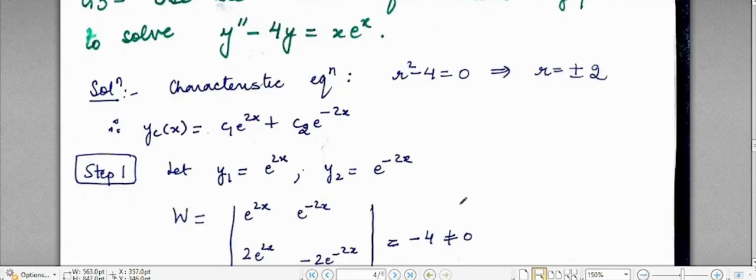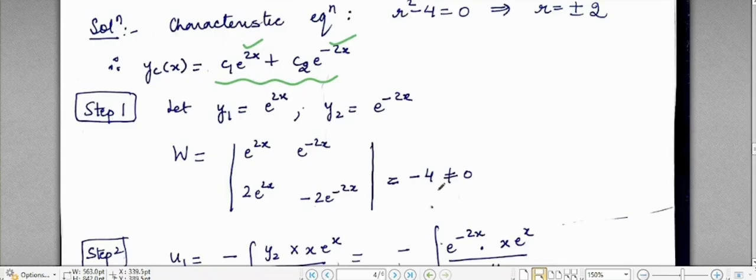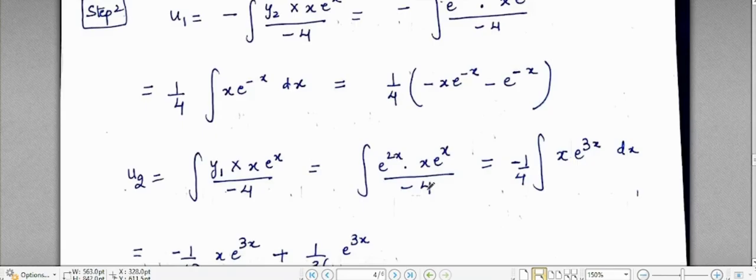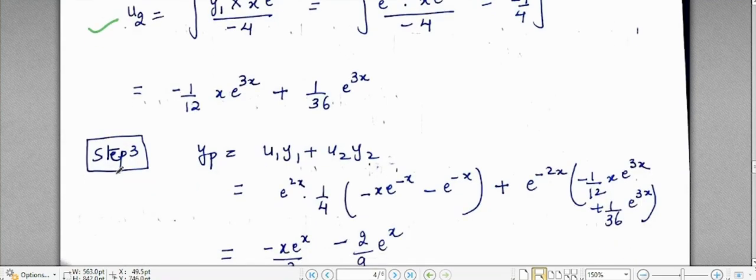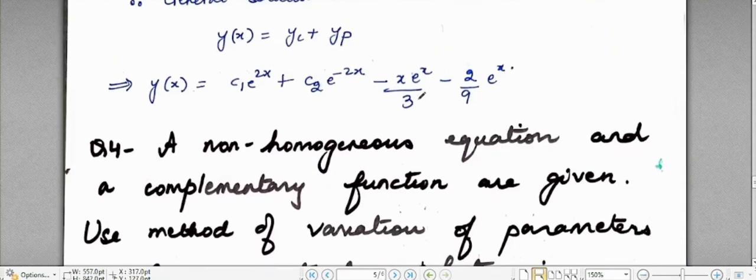A quick question again, using the method of variation of parameters, you'll first find out yc, this will be your y1, this will be your y2. You calculate the Wronskian and then use the formula u1 is minus y2 into right hand side upon W. Calculate it using by parts, because it's a product of two functions of x, so by parts integration, and similarly for u2 it's the integral of y1 into right hand side by W. After solving the integrals, which are called u1 and u2 here, the final yp is given by u1 y1 plus u2 y2, where y1 and y2 were those solutions which you had in yc. Okay, so that's the general solution.